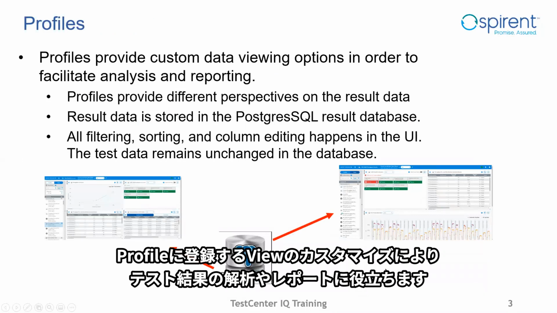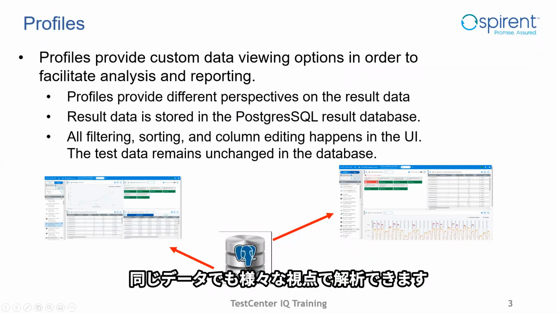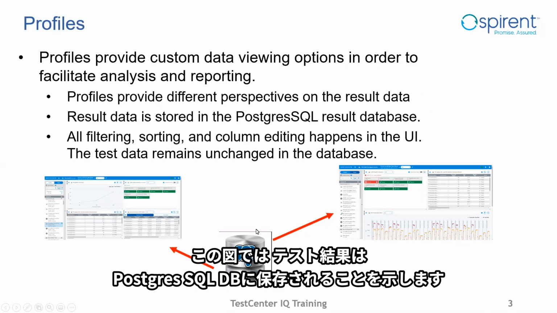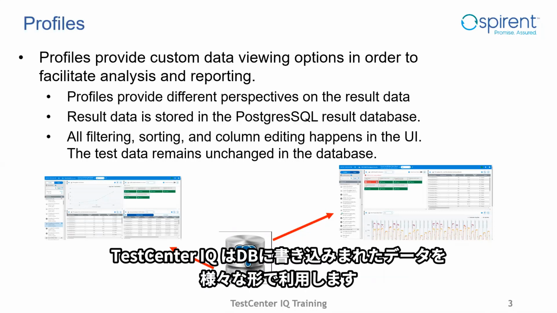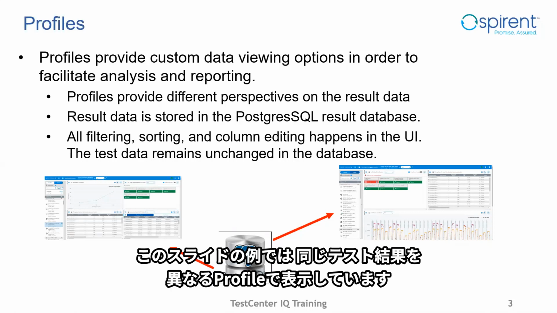Profiles provide the custom viewing options for analyzing and reporting of the data. They're able to provide different perspectives on the same data. In the diagram, you see a representation of the data being stored in the PostgreSQL database. TestCenter IQ stores the test results in the database, but the test can be viewed in many ways. In this case, the example shows the same test being viewed in 2 different profiles.